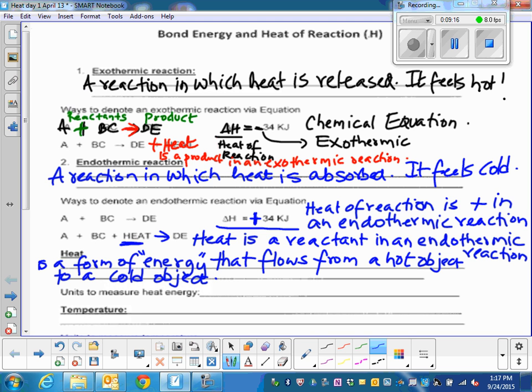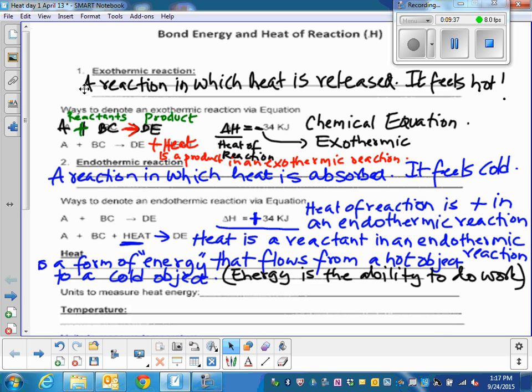What is energy itself? Energy itself is defined as the ability to do work. What is energy? Energy is the ability to do work. All right?